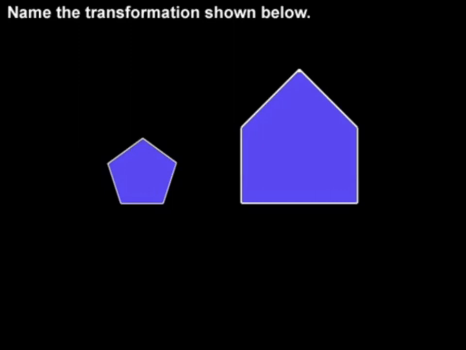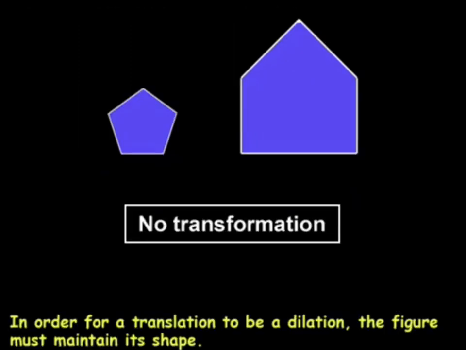What do we call this? Is this a transformation? No, that was a trick because it needs to stay in its shape. These completely change. That's a house looking one. The second, that doesn't work. So no transformation.